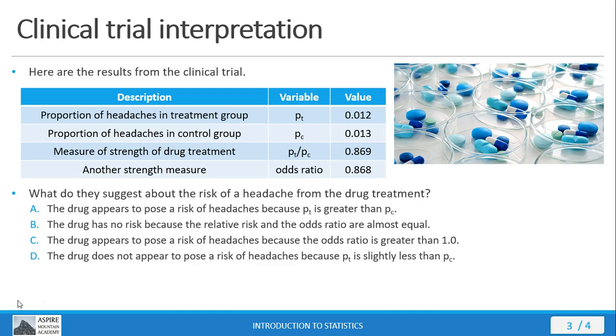Answer option C, the drug appears to pose a risk of headaches because the odds ratio is greater than 1. Well, that's obviously not true. Our odds ratio is 0.868. So C's not going to work. That leaves us with answer option D, the drug does not appear to pose a risk of headaches because PT is slightly less than PC, and that's exactly what we see in the table. 0.012 is slightly less than 0.013, and that does mean that the treatment is lowering the proportion of the sample that actually experience headaches. So answer option D is going to be the answer that we want to select.